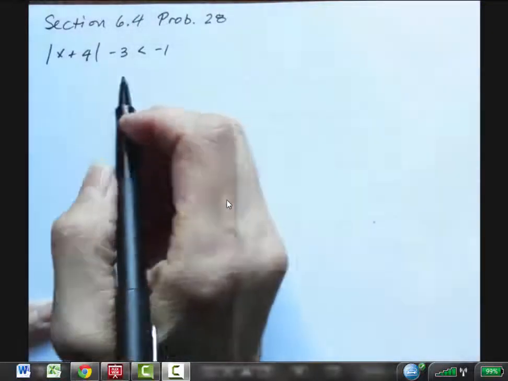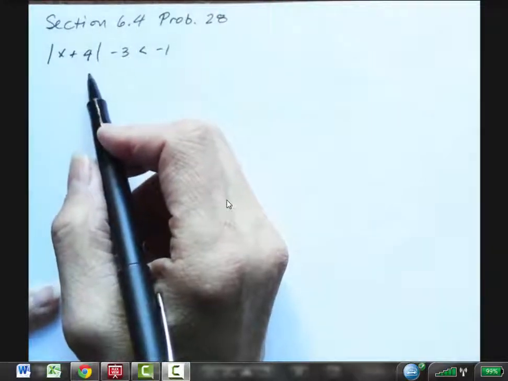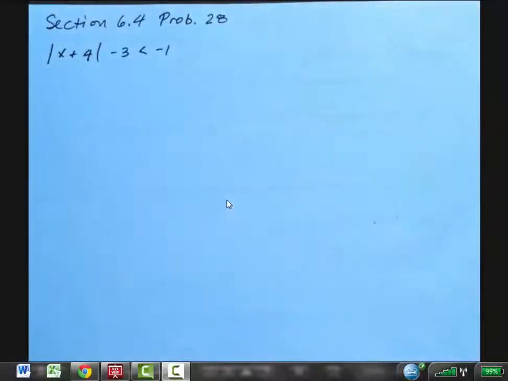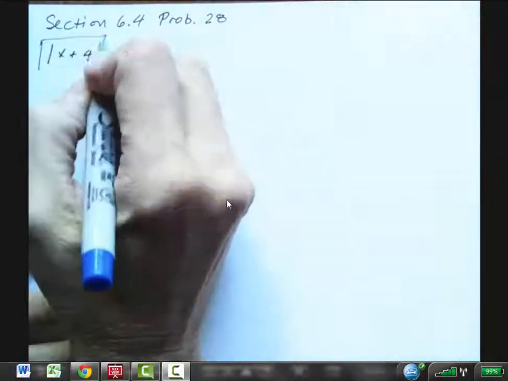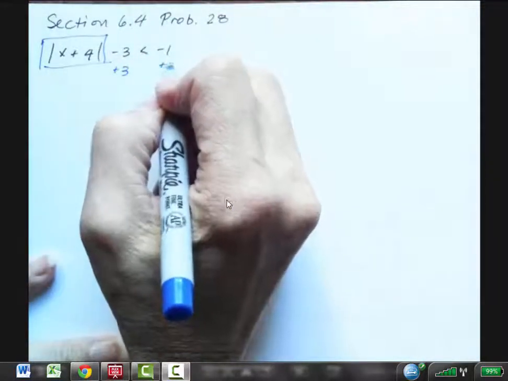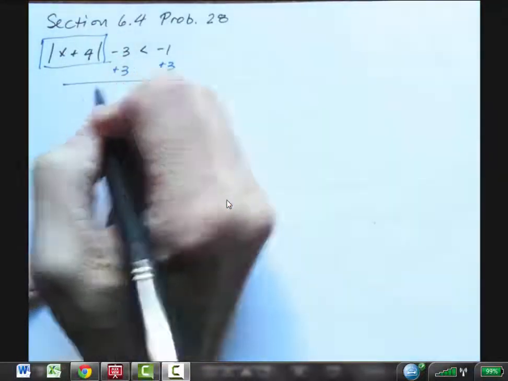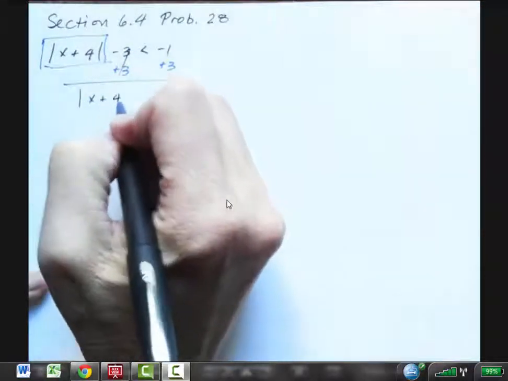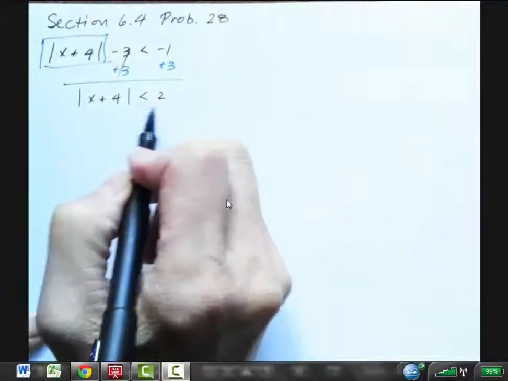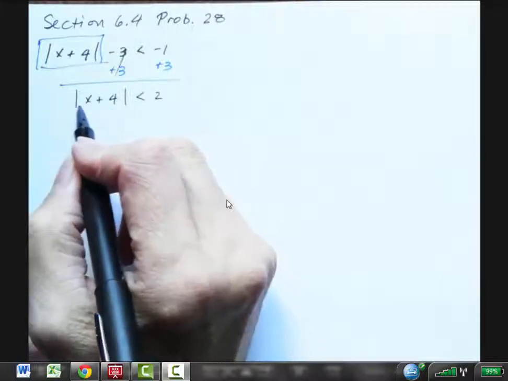So we're looking at problem 28 in section 6.4, and this involves absolute value inequalities. And just like with equations, you need to isolate the absolute value expression by itself. So to do that, I'm going to add 3 to both sides of the inequality. And then I still have an expression that has the absolute value sign in it, and now it's less than 2. So now from this inequality, I can rewrite 2 inequalities without the absolute value sign.